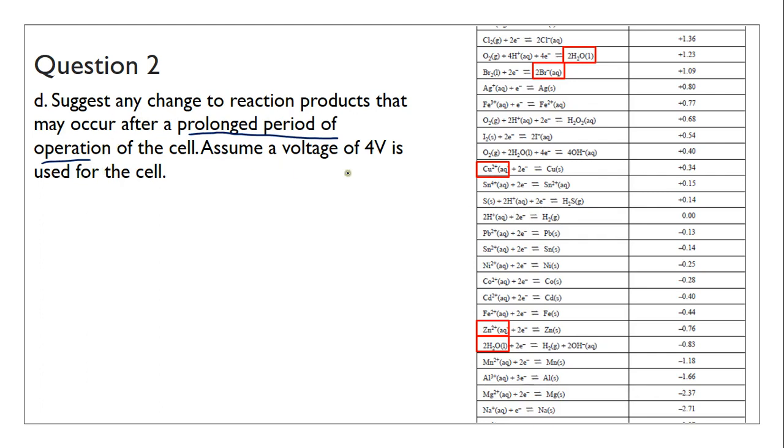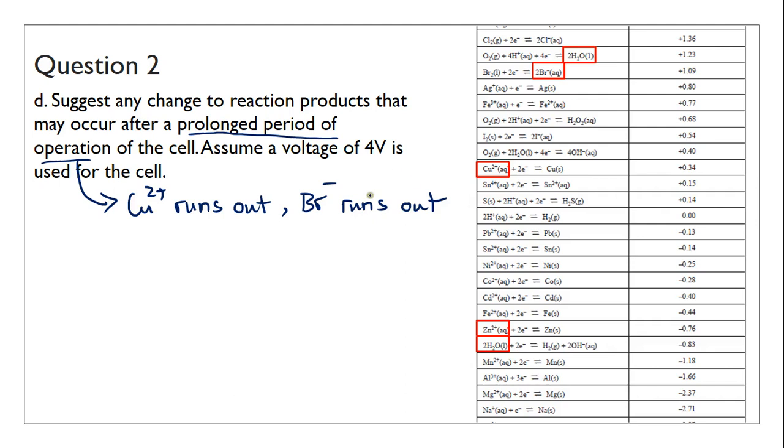So if it's a prolonged period of operation, what it is trying to tell you is that, okay, let me just write here, prolonged period of operation, it means that you're going to assume that copper ion runs out and bromide ion runs out. Because if you leave the cell for long enough, all of the copper ions would eventually be converted to solid copper, and all of the bromide ions would eventually be converted to liquid bromine. So there will be a point where you will no longer have any copper ions or bromide ions to react.